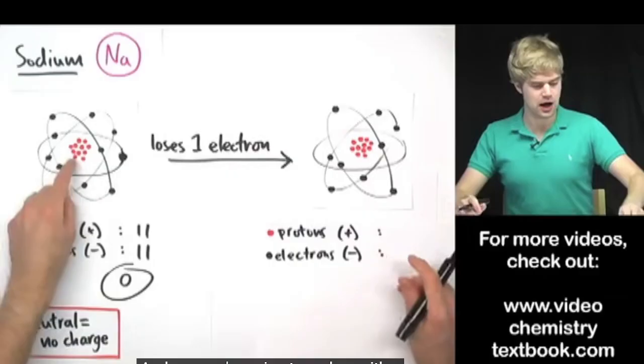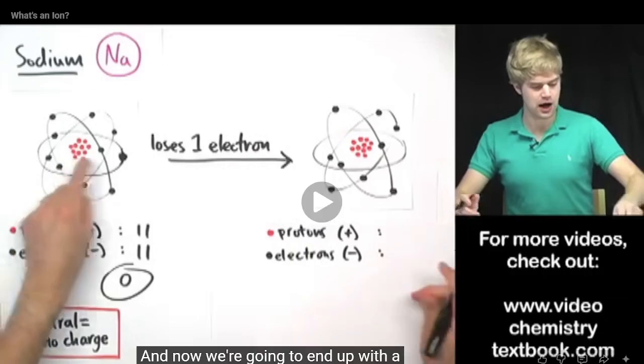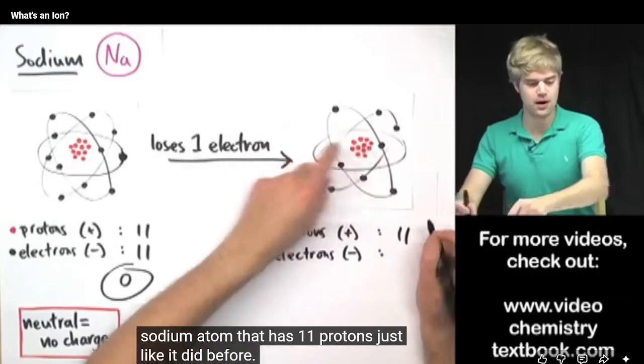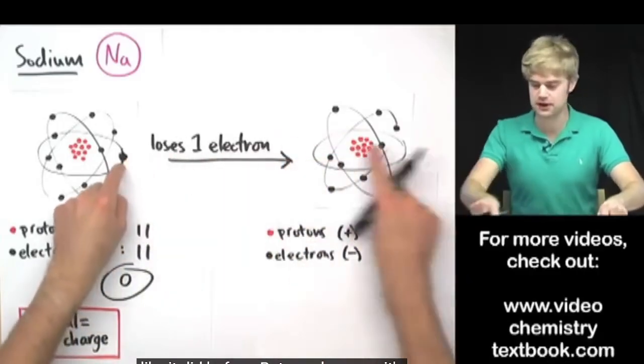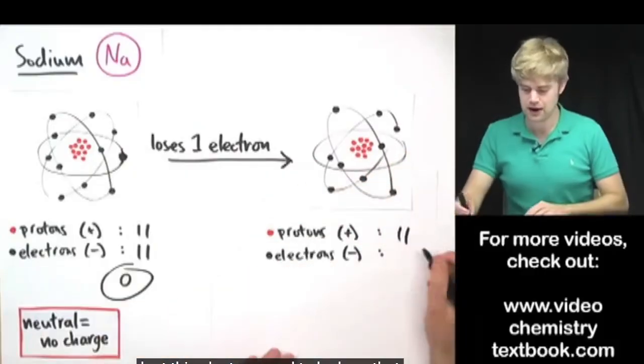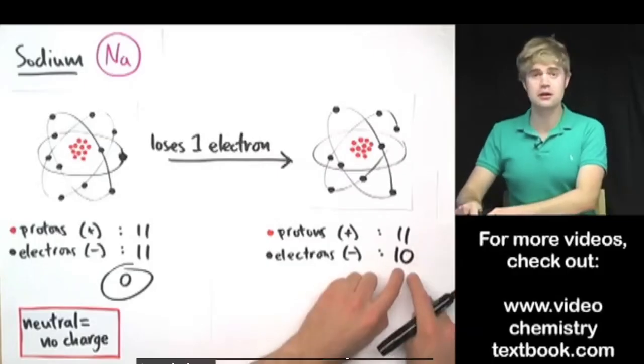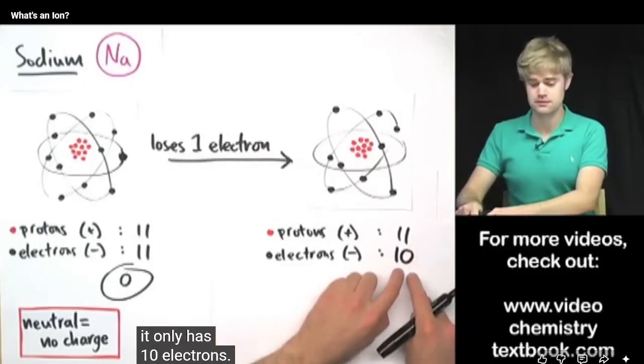Now it's got one less electron. How many electrons does it have? 10. 11 protons, just like it did before. But now because it's lost this electron, it used to be here, that was here, now it's not here anymore. Now it only has 10 electrons. So has this atom changed into a positive ion or a negative ion? Positive, because it's got more positives and it lost one negative, so it became positive.